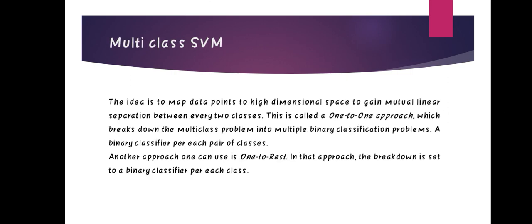Multi-class SVM. The idea is to map data points to high dimensional space to gain mutual linear separation between every two classes. This is called a one-to-one approach, which breaks down the multi-class problem into multiple binary classification problems, a binary classifier per each pair of classes. Another approach one can use is one-to-rest. In that approach, the breakdown is set to a binary classifier per each class.